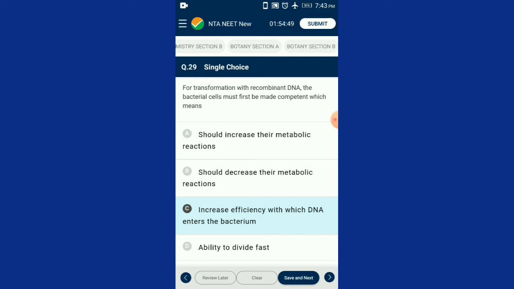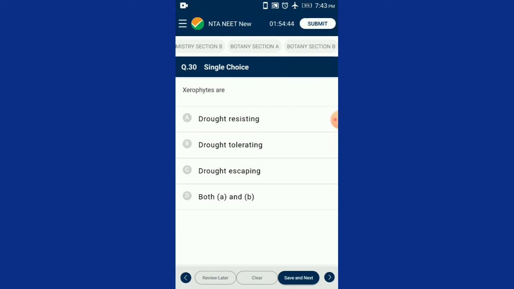Question number 30. Xerophytes are plants growing in water-scarce environments. These plants show numerous adaptations to survive in drought conditions. They resist the drought conditions by conserving or storing water, and tolerate high temperatures through desiccation of the tissues by shutting down the metabolic activities. A good example is cactus. So the answer is option D.